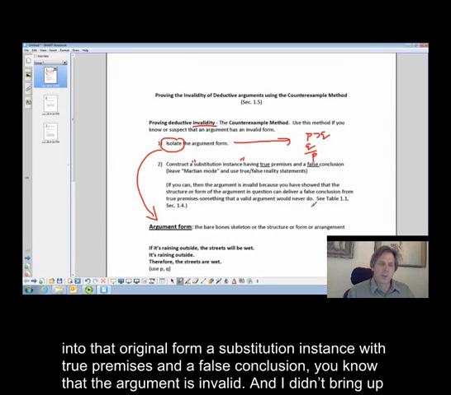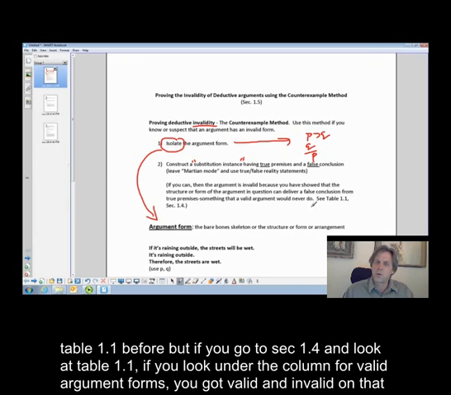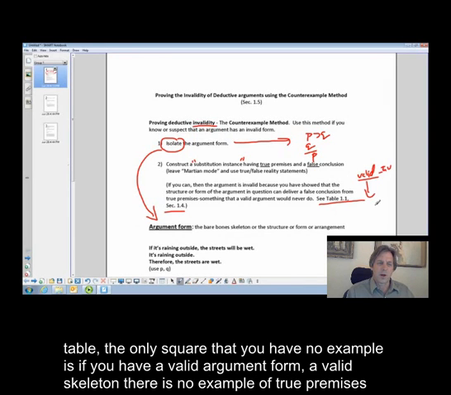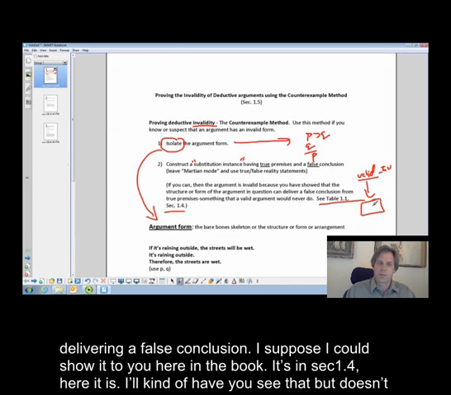And I didn't bring up table 1.1 before, but if you go to section 1.4 and look at table 1.1, under the column for valid argument forms, you got valid and invalid on that table. The only square where you have no example is if you have a valid argument form, a valid skeleton, there's no example of true premises delivering a false conclusion.